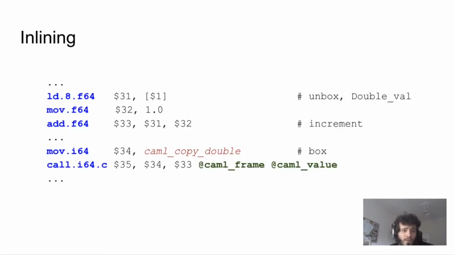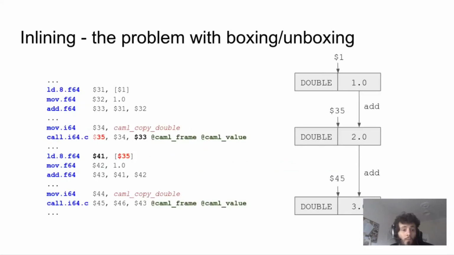After inlining, we see that the boxing caml_copy_double call is now annotated and it has a trampoline. But what happens if we inline two consecutive invocations? Unfortunately, we get a chain of boxing and unboxing steps. This is expected and quite unfortunate.